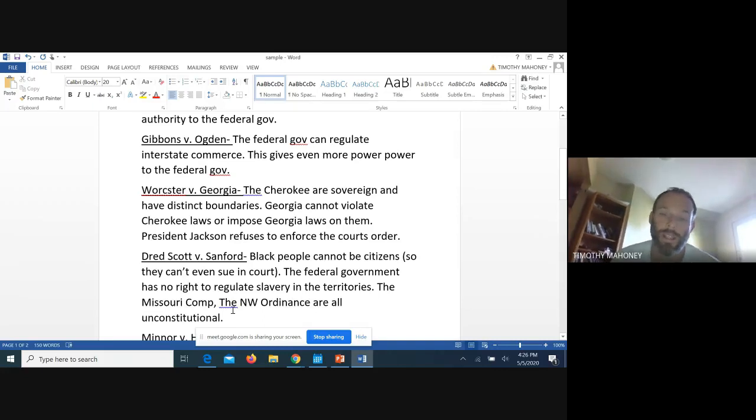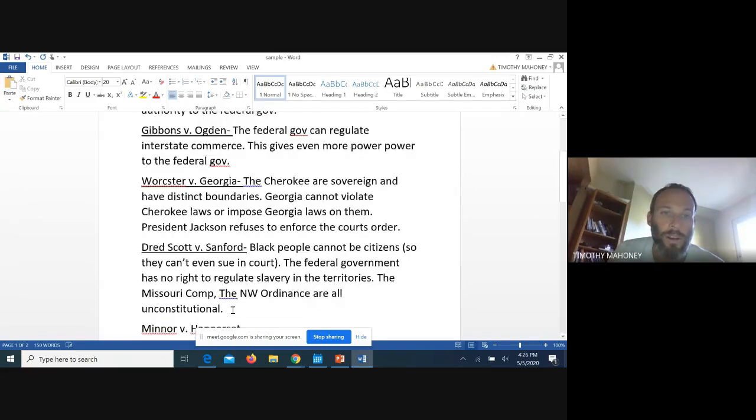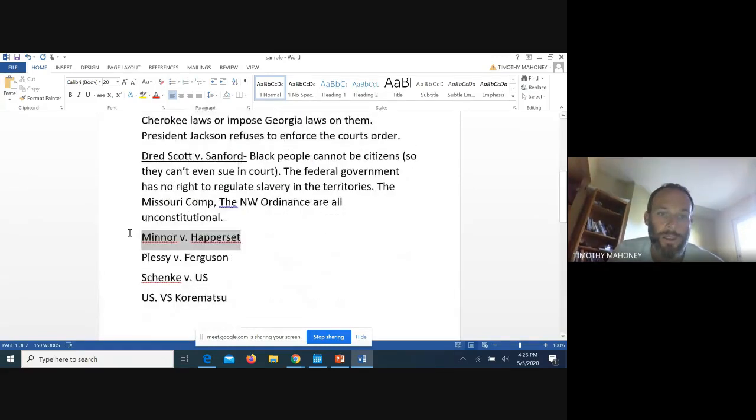That's very important, guys. That is getting rid of that 36°30' line. That has essentially blown up that idea and said, nope, only a state can ban slavery. Nebraska territory is not a state. Therefore, the federal government can't ban slavery there. Doesn't matter if it's north of any line.